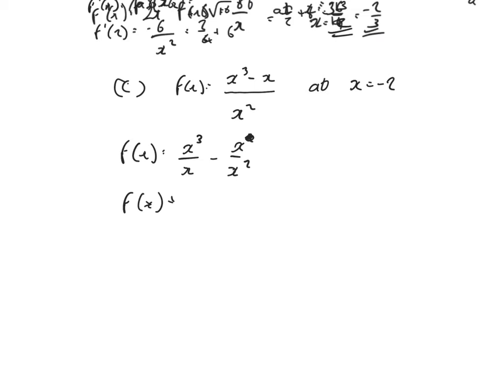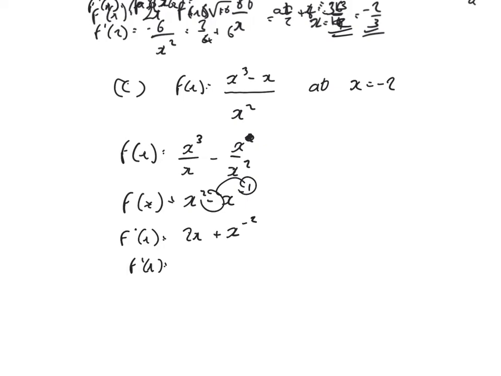So, what number's there even though you can't see it? 1. What number's there even though you can't see it? 1 again. So 3 take away 1 is 2, x squared. And then 1 take away 2 is minus 1, x to the minus 1. I can now differentiate the thing, and it'll be 2x. Minus 1 times minus 1 is plus 1x to the minus 2.